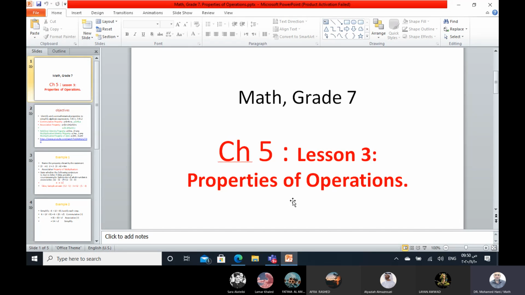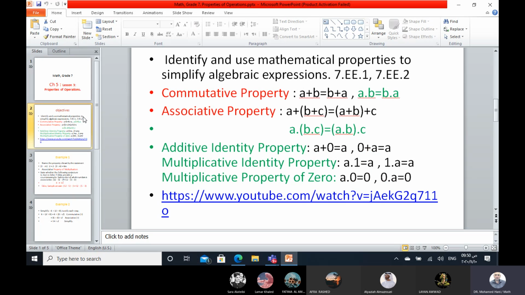Math grade 7. We are in chapter 5 lesson 3. Today we have properties of operations. In this lesson we want to learn how to identify and use mathematical properties, and simplify algebraic expressions. What's the meaning of commutative property?